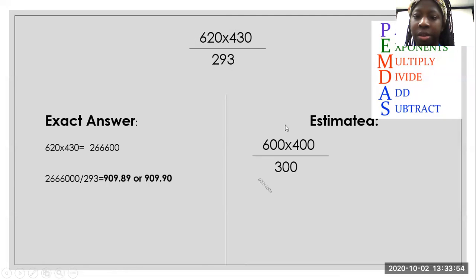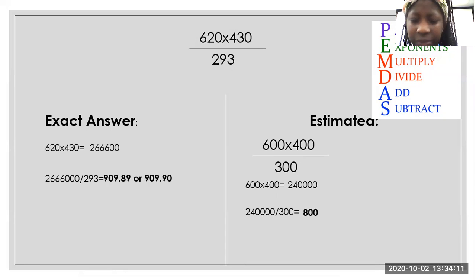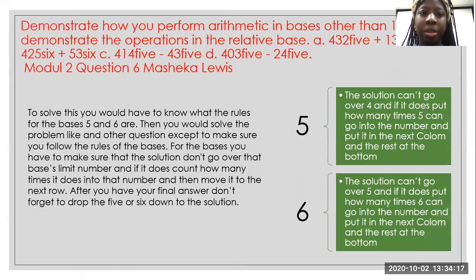And here, first we do the numerator times the numerator. So that's 600 times 400, which will get us 240,000. And then we divide that by 300, which will give us 800. Okay, let's go to the next problem.